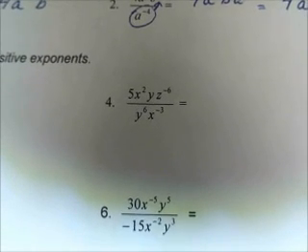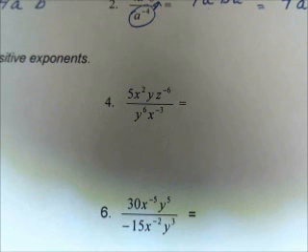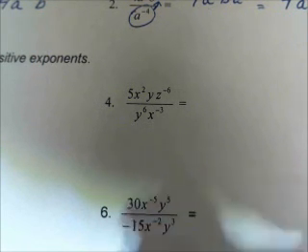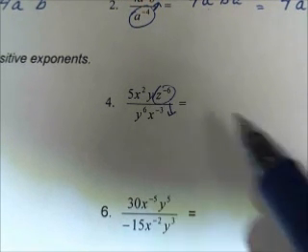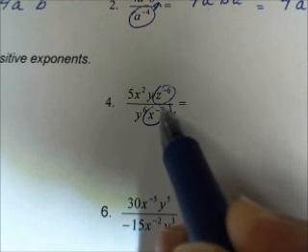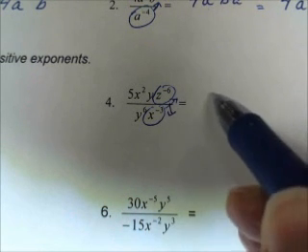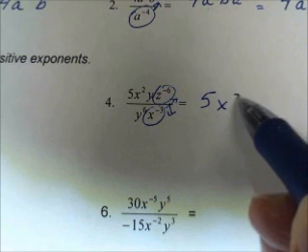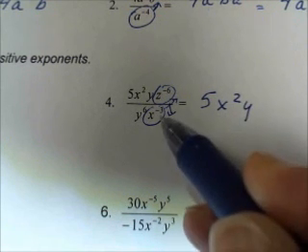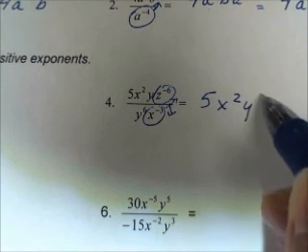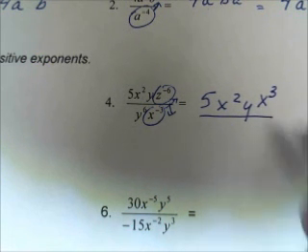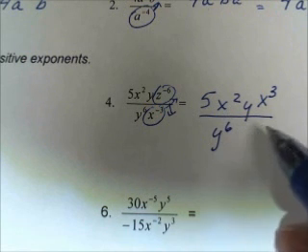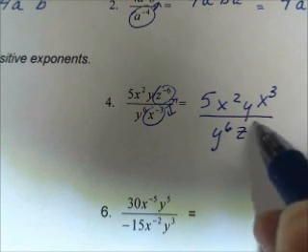Number 4. Again, I want to write only using positive exponents. So I'm going to start by taking anything with a negative exponent, rewriting it so that it has a positive exponent. So this is 5x squared y. This x to the negative 3 has been brought up to be an x to the positive 3 in the numerator, over y to the 6, z to the positive 6.